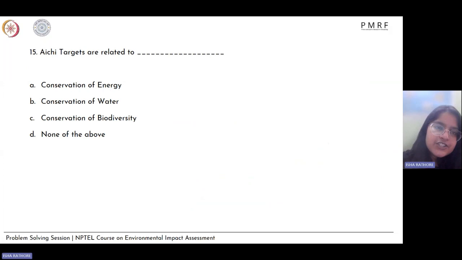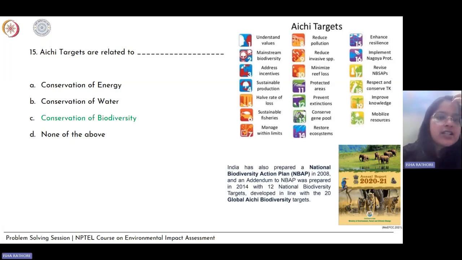Moving on, the HE targets are related to A, conservation of energy, B, conservation of water, C, conservation of biodiversity, or D, none of the above. So the HE targets, so the correct answer is C, that is conservation of biodiversity. So the HE targets are related to conservation of biodiversity. And it has 20 global HE biodiversity targets, which you can read about.